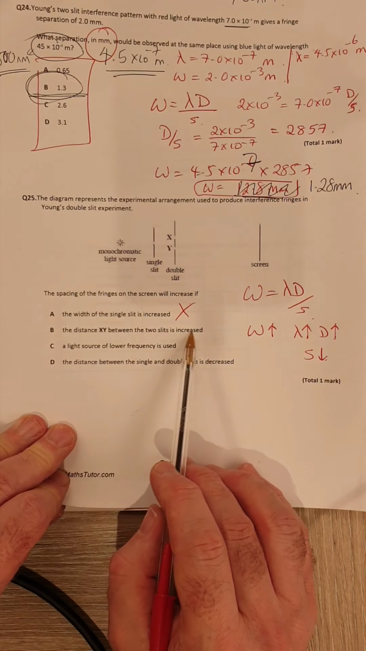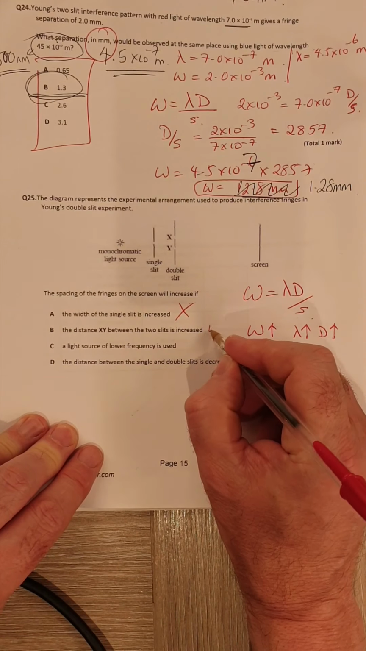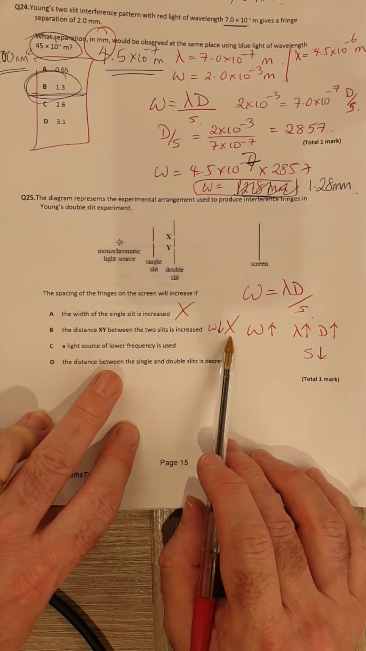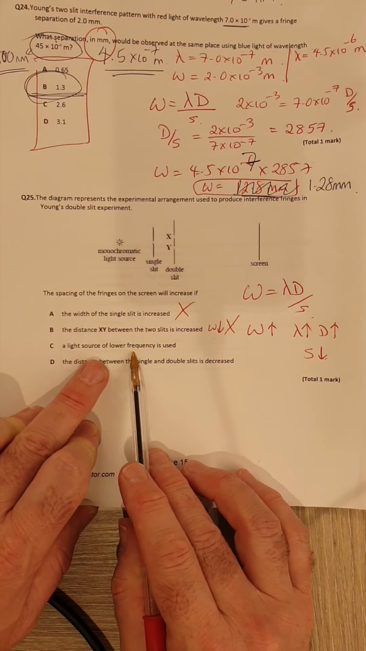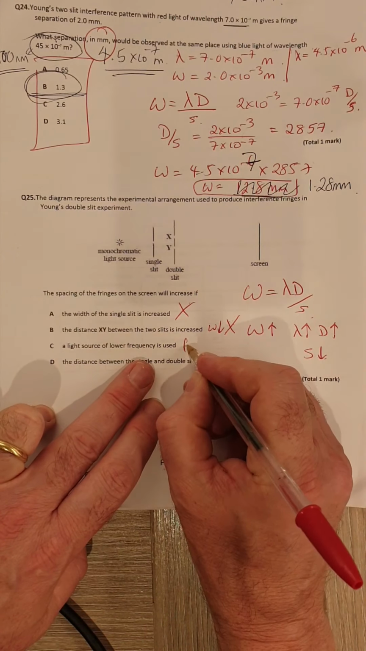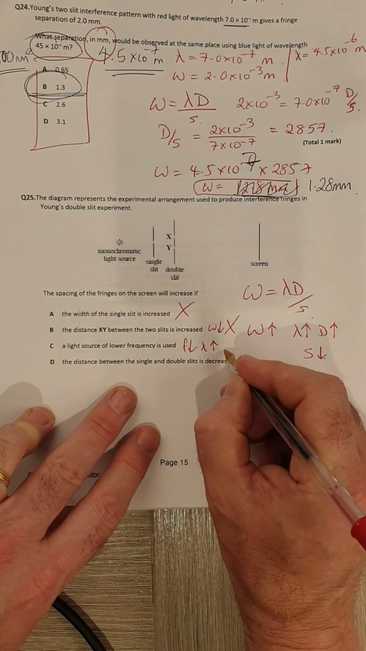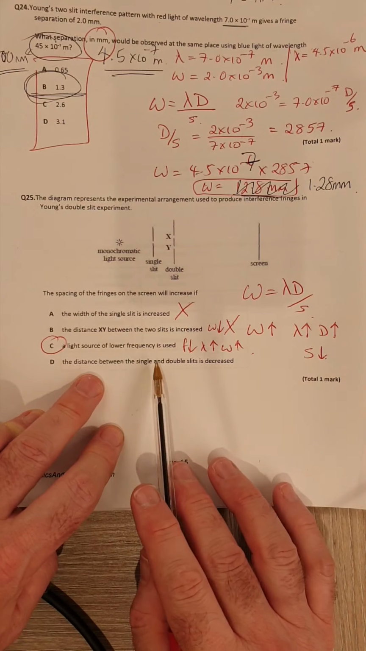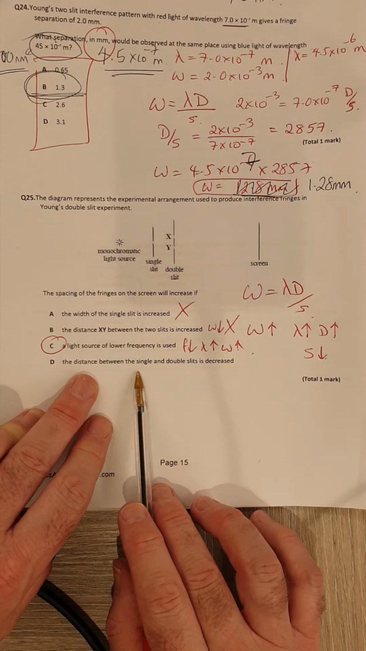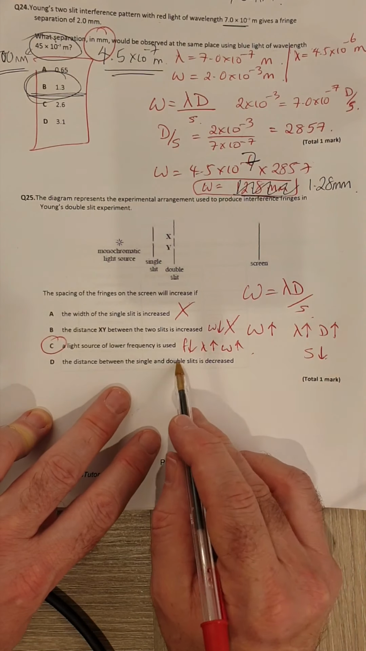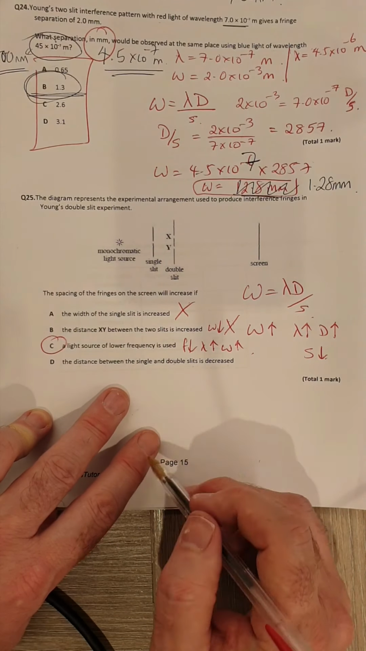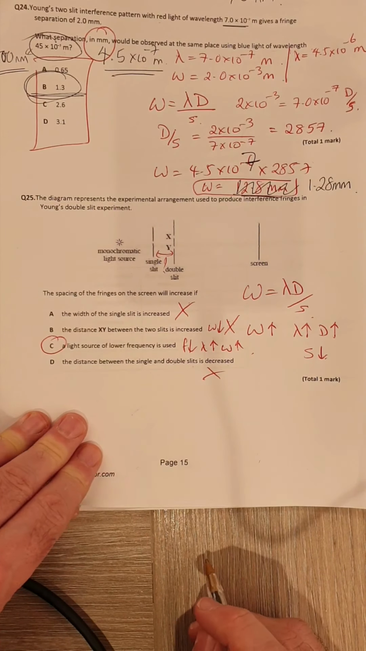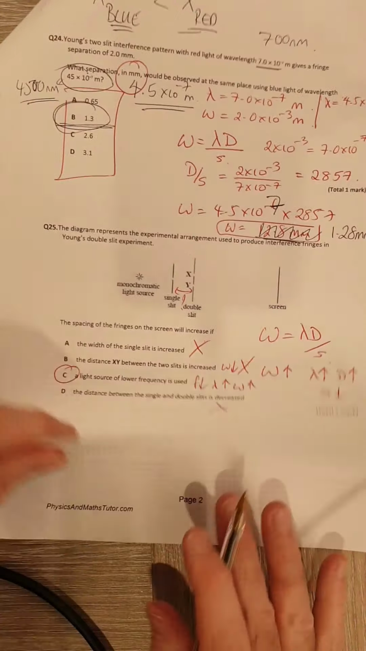The distance XY is increased. If I increase that, that decreases the distance between the fringes, so that's not going to be any good. A light source of lower frequency means increased wavelength. So that's certainly a possibility, and if pushed for time, I'd just pick it. And then finally it says the distance between the single and the double slits is increased. Well, that's not in the equation. That has no effect. So the answer is C.